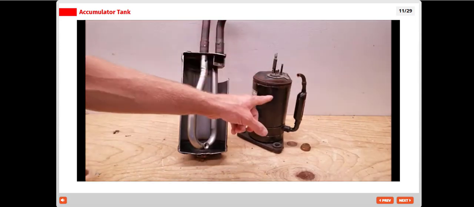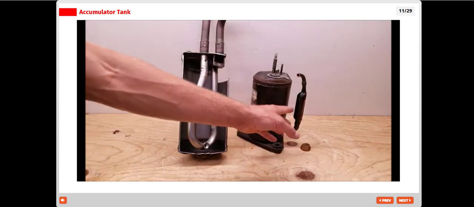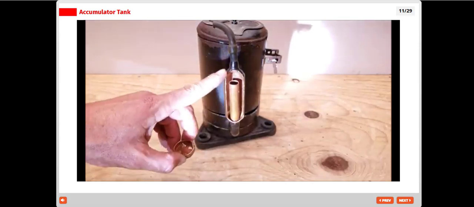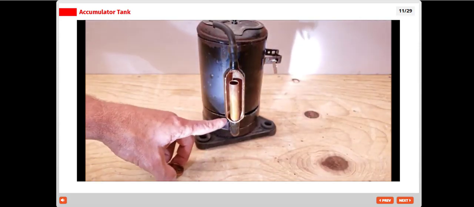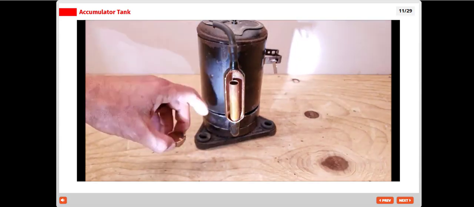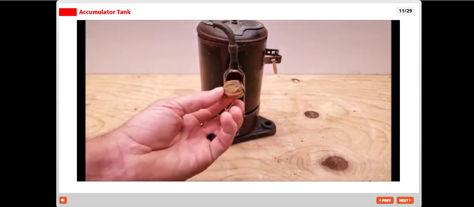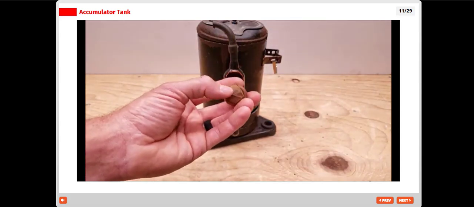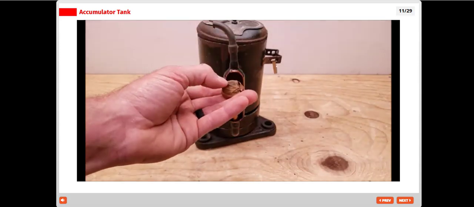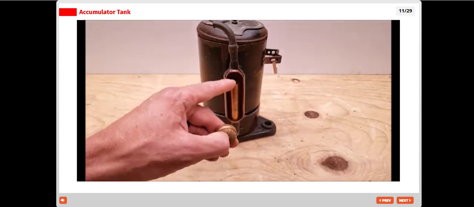Now I'm going to take you in for a closer look of the rotary compressor and the accumulator that's attached right here on the side. Here we have a different type of an accumulator tank, and this one's mounted right on the side of this rotary compressor, and this one came out of a window air conditioner. You have this little screen right here that sits on top of that tube, and the screen has very, very fine holes. So any saturated refrigerant that comes in ends up getting vaporized as it goes through these tiny little holes before it goes into the tube.